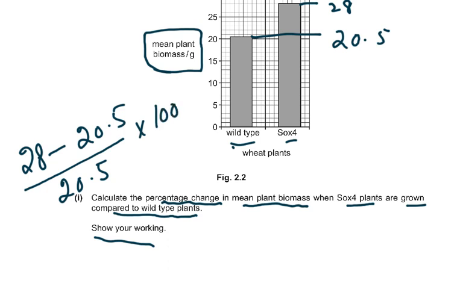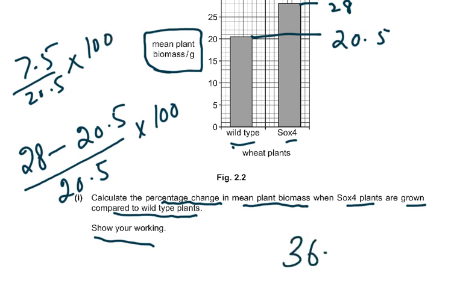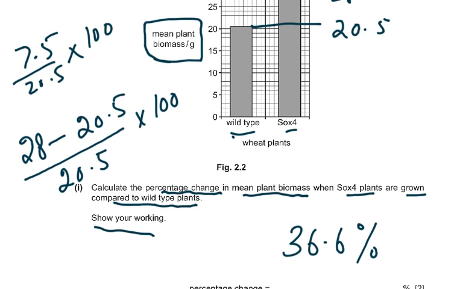So what will this be? You do the working: 7.5 over 20.5 into 100 is equal to 36.6%. But some of you don't know the percentage change formula. The formula is: final minus initial over initial into 100. Final minus initial over initial into 100. So 36.6, because although they didn't say anything, you do it to one decimal place.